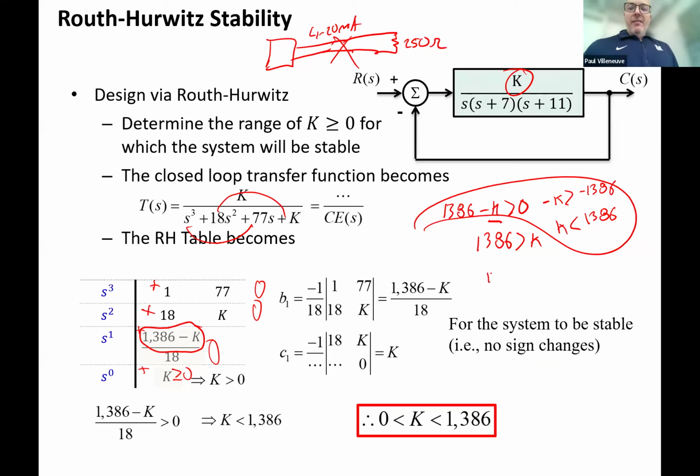Where'd the 18 go? Multiply both sides by 18. What happens to the right-hand side? 0 times 18 is 0. So you really can just focus on the numerator. You don't even have to focus on the denominator.